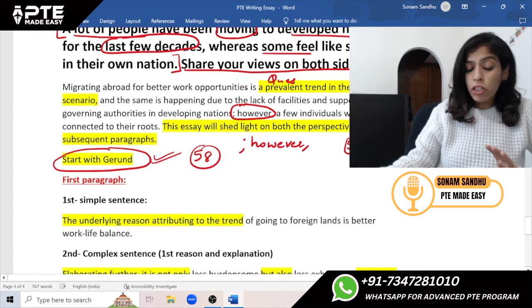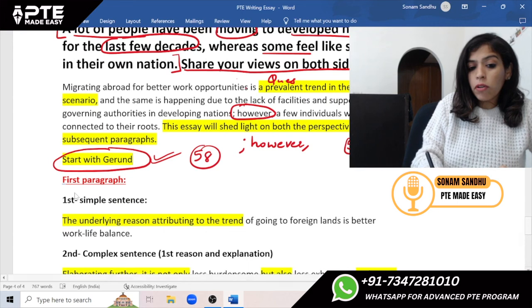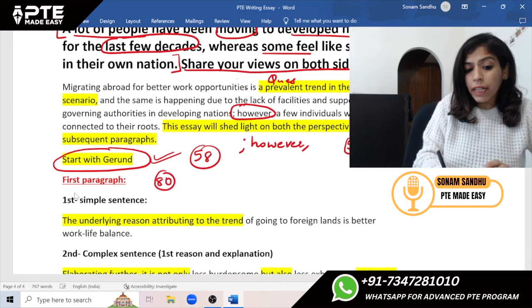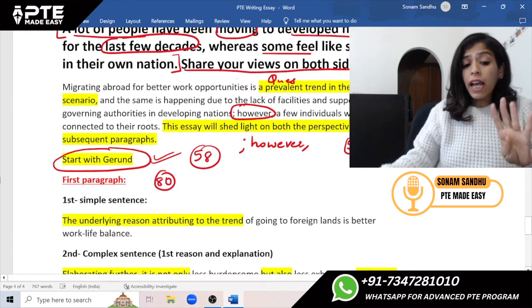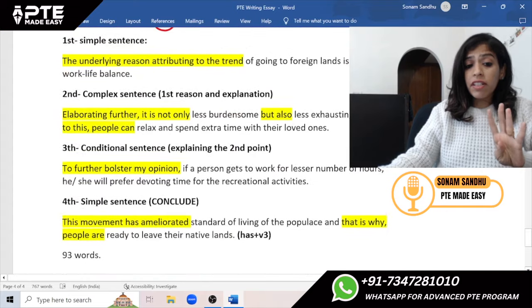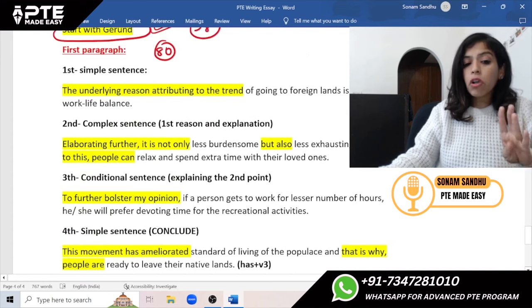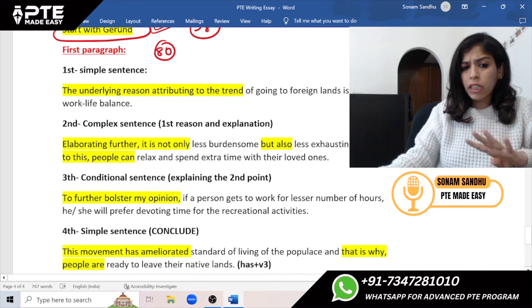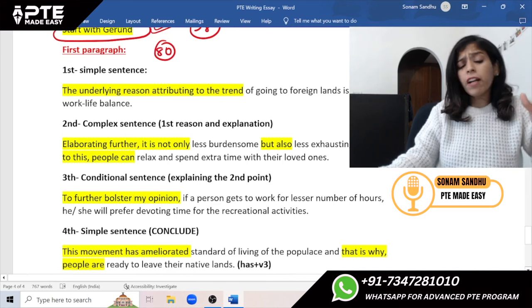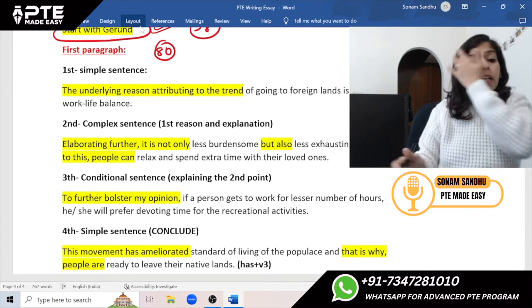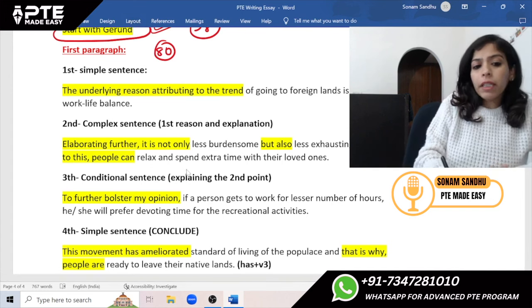Now, in the first paragraph, similarly, here also you have to write only around 80 words. You can write the first paragraph easily with the help of 4 sentences. Now, in these 4 sentences, I have incorporated 93 words. But I would not recommend you to incorporate more than 80, because anyways the word limit will be over, and in 5 or 6 minutes you can easily write 80 words. So you can simply copy this structure.